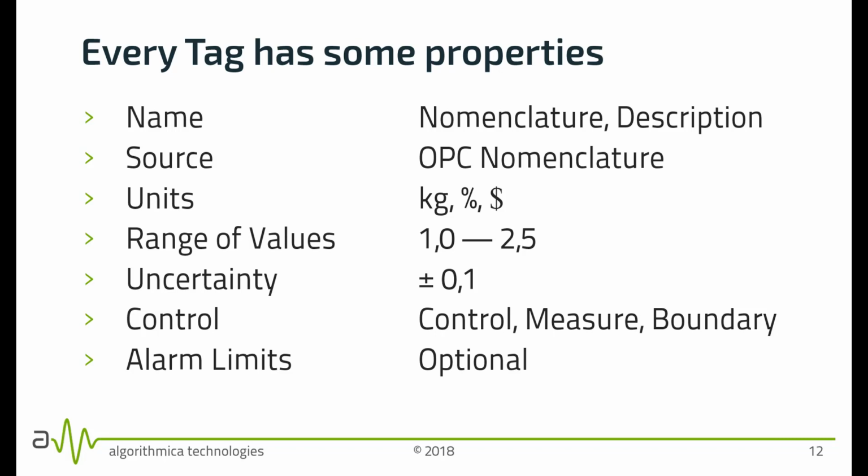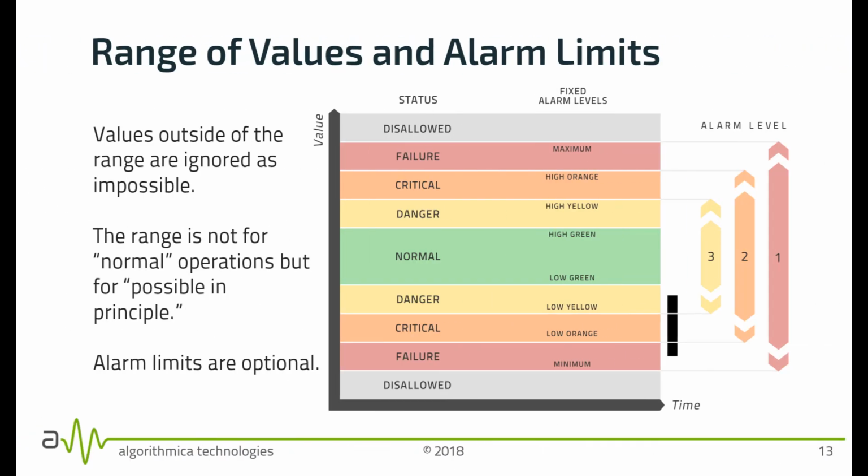Next, every tag can be either a control point, a set point of the process, a pure measure which adjusts itself to the outside world, or it could be a boundary condition, namely a value over which we have no control whatsoever. And lastly, we may wish to set some fixed and standard alarm limits so that if the process gets out of control, the software is able to send us an alarm message. And we will go through a couple of these concepts in a little bit more detail in the next slides.